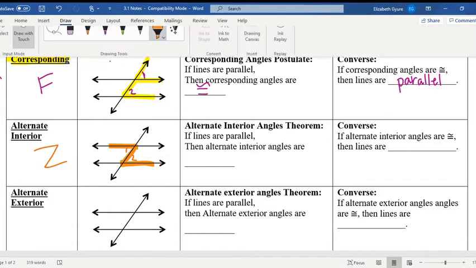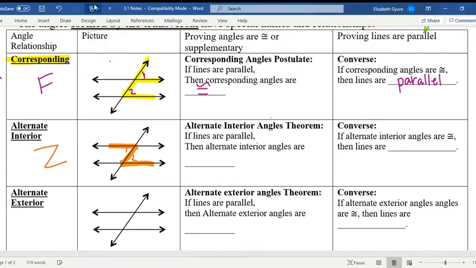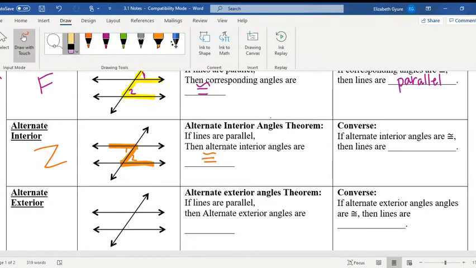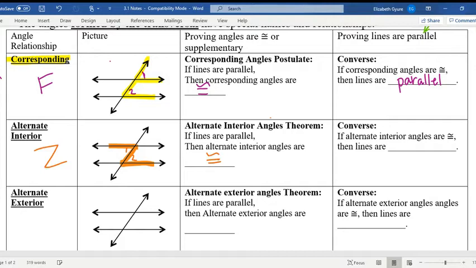Then our relationship here is pretty similar. If these lines end up being parallel, then our alternate interior angles are also congruent. Ooh, except that doesn't look like a congruent sign. There. And then you can also take that statement and flip it around. If alternate interior angles are congruent, then the lines must be parallel. So if the lines are parallel, alternate interior angles are going to have to be congruent. If alternate interior angles are congruent, then our lines are parallel.